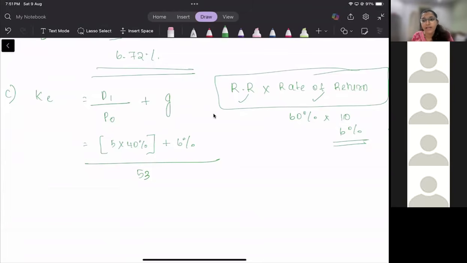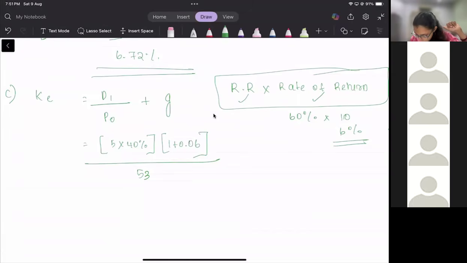Hence for the formula, we'll have to make it to D1. We can't use D0 in the formula. We have to take D1. So how will we find D1 from D0? D0 into 1 plus G.